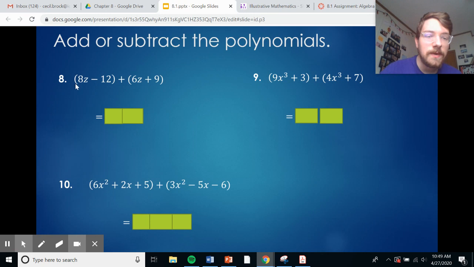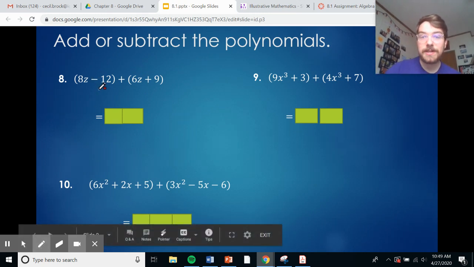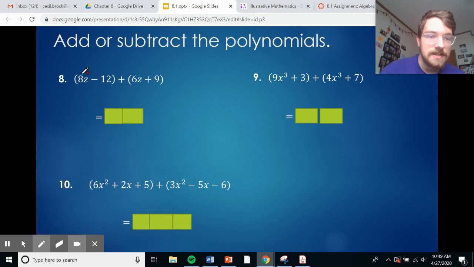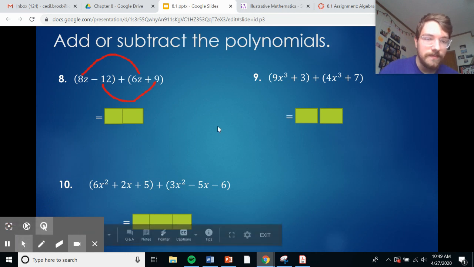But I'm just showing you, okay, this 8z minus 12, that's one polynomial, and that 6z plus 9, that's another one. So we just got to look out for what are the like terms in this case. So I see 8 and the 6, they both have that z on them, so I have to add them in this case. And this -12 and plus 9, those are both just regular numbers, so I can add those. So I'd want to add those like terms.